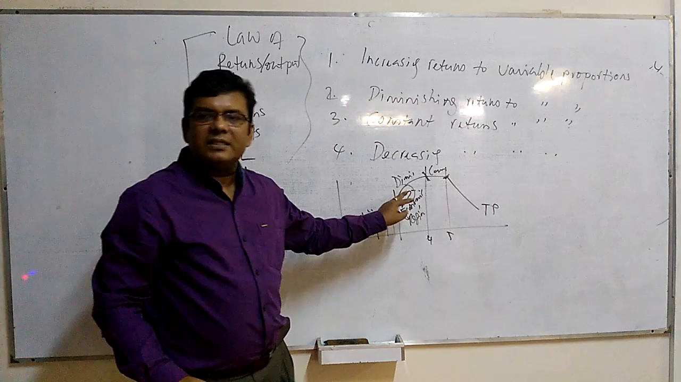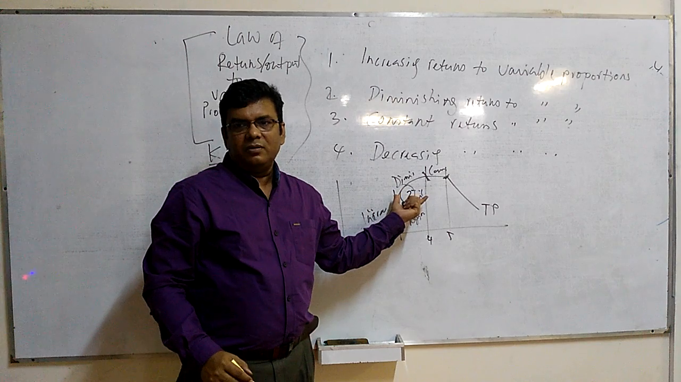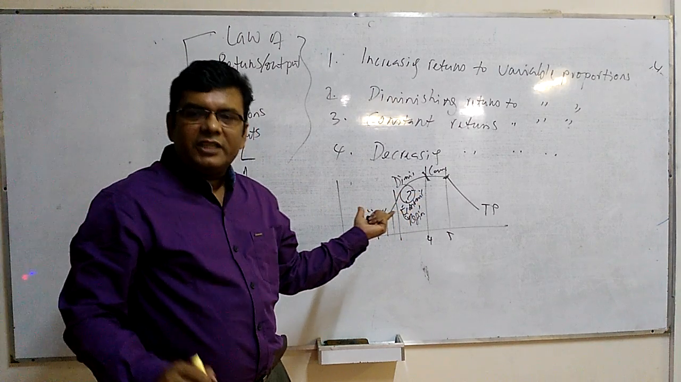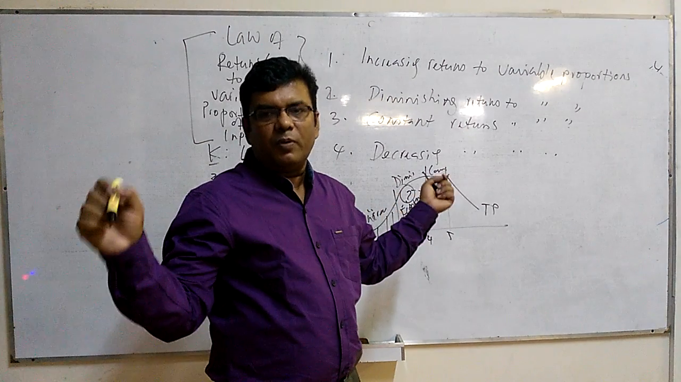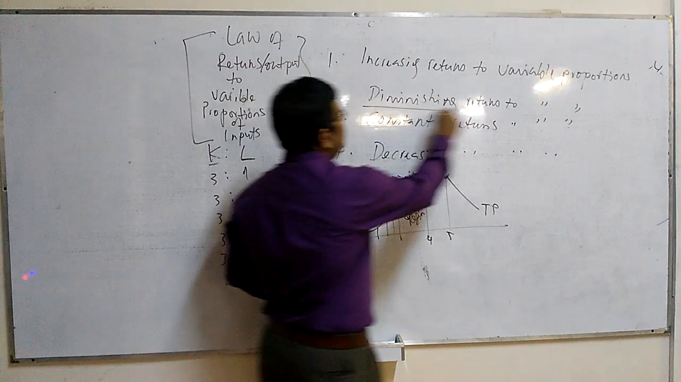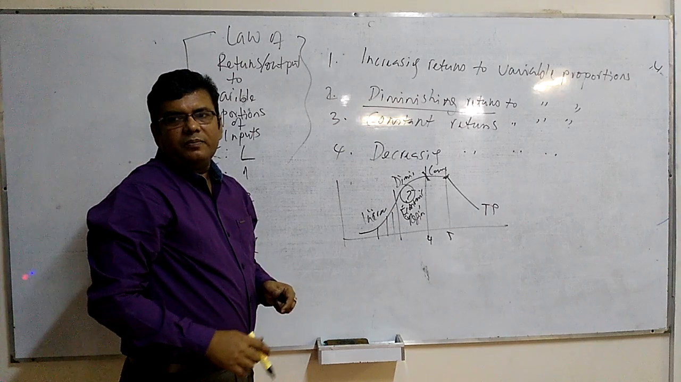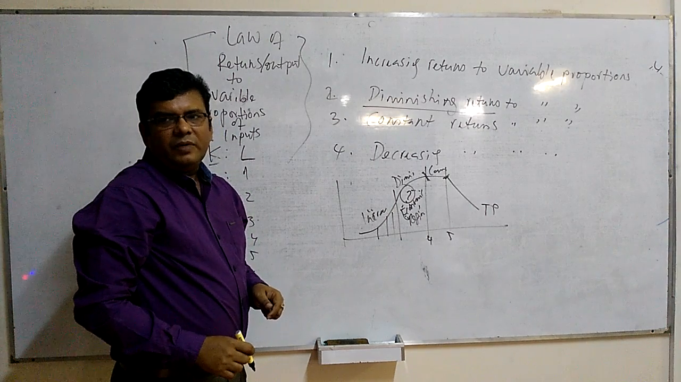Diminishing, in this region. So this region is very much important. Which region? Diminishing returns to variable proportion. This region is very much important. So that's why this portion of the law is very important.